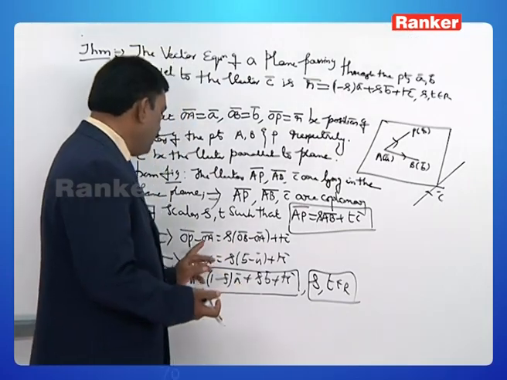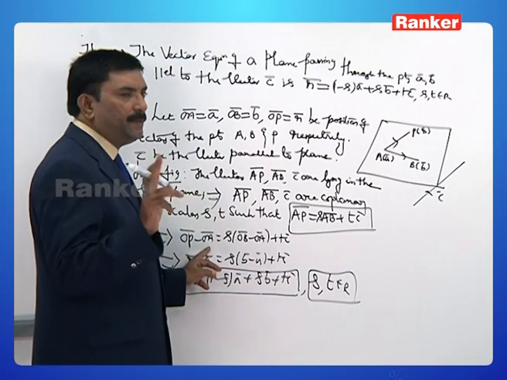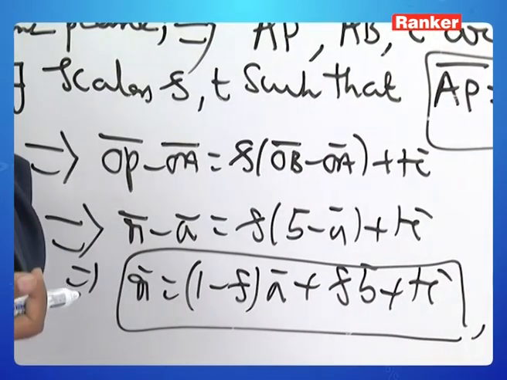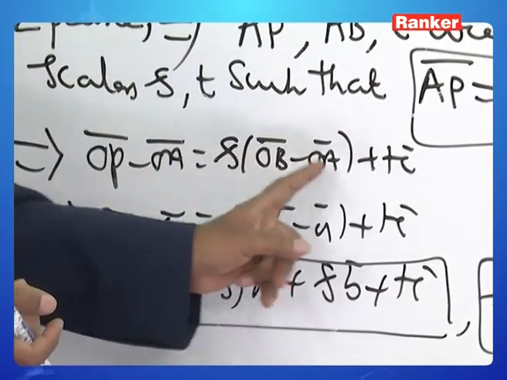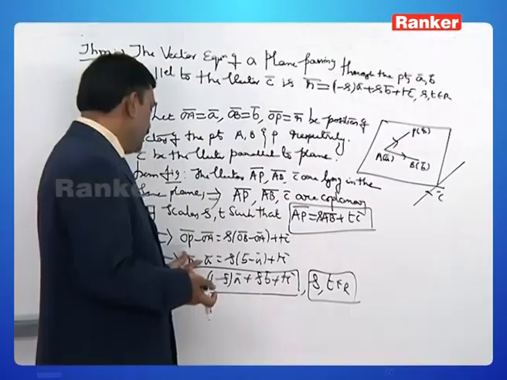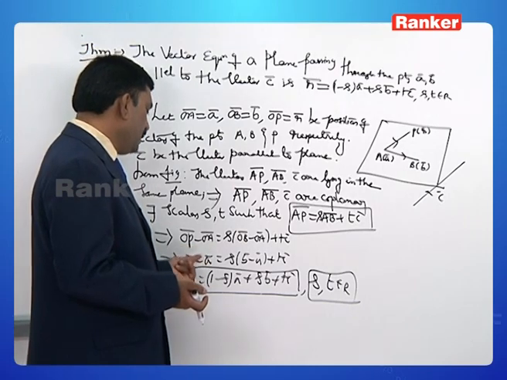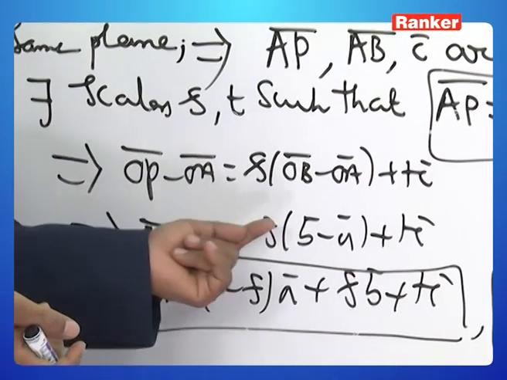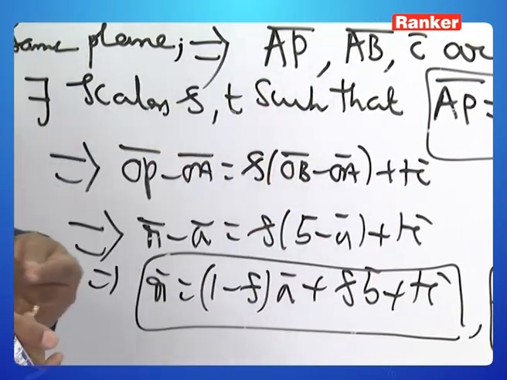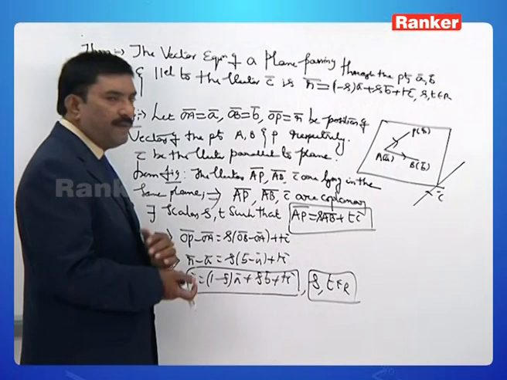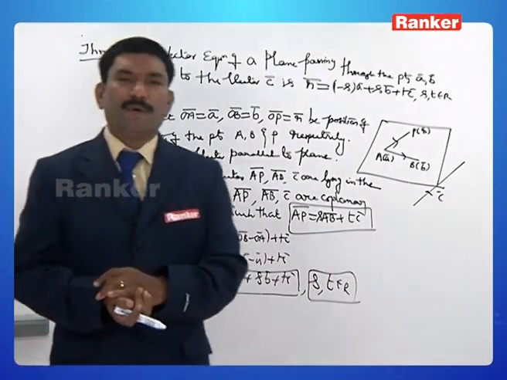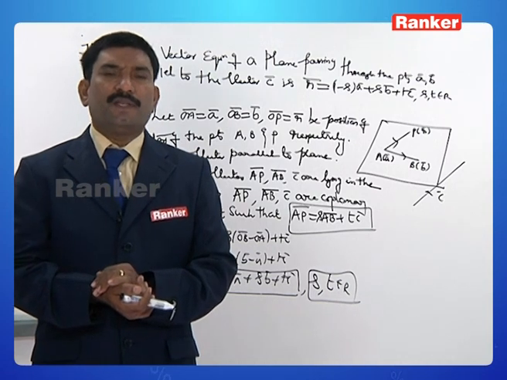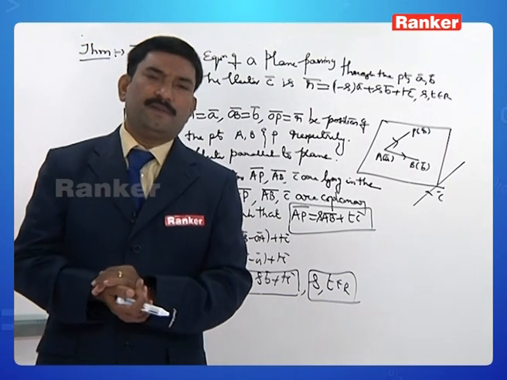So OP minus OA; AP bar is not given, its position vectors are given. AB bar is not given, its position vectors are given: OB minus OA. C bar is a vector. Therefore, R bar minus A bar equals S into B bar minus A bar plus TC bar. Finally we arrived at R bar is equal to 1 minus S into A bar plus SB bar plus TC bar.